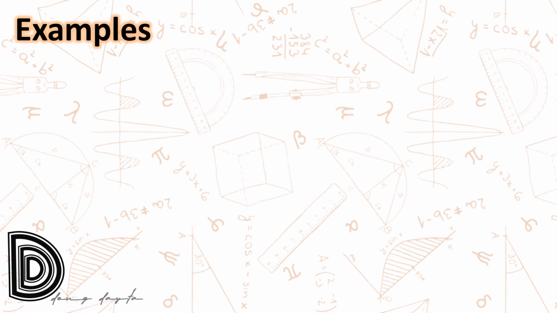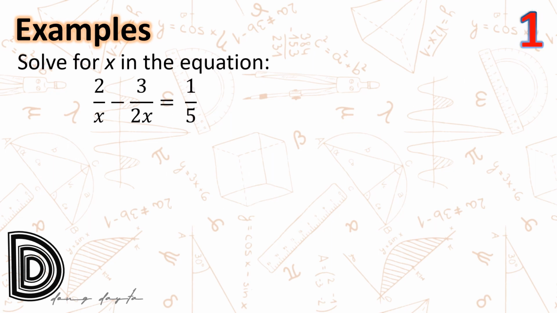Let us have some examples. Number 1, solve for the value of x in the equation 2 over x minus 3 over 2x equals 1 over 5. Following the steps in solving rational equations, we are going to eliminate the denominators by multiplying all terms by the LCD, or the least common denominator. This time we have x, 2x, and 5, so the LCD is 10x. We are going to multiply all terms of this equation by 10x.